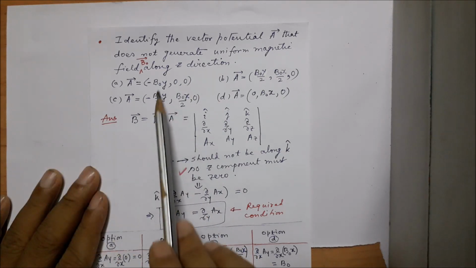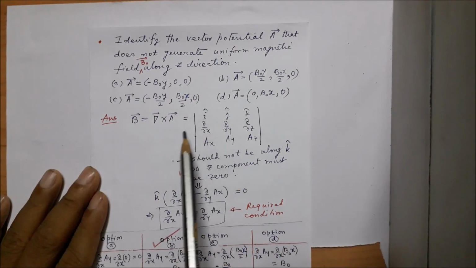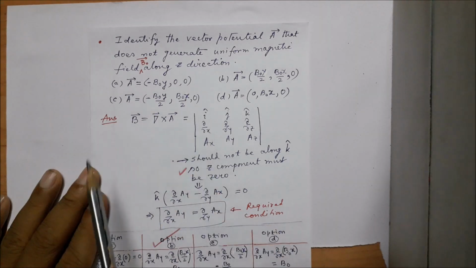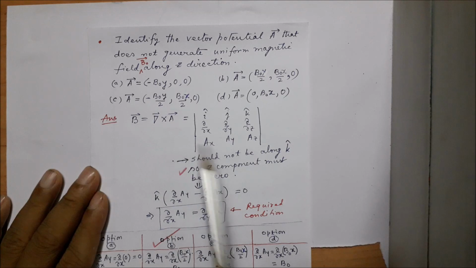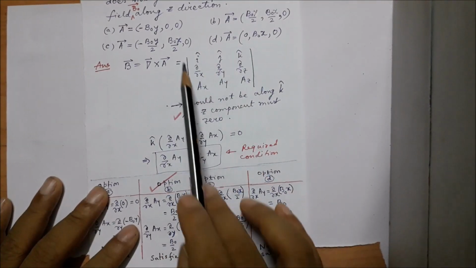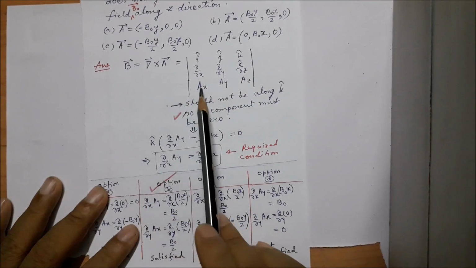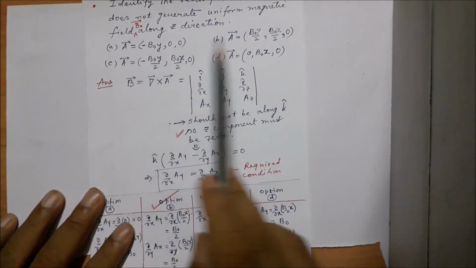So in other words, which of these four gives a magnetic induction not pointing along the z direction? Now we use this definition B equal to curl A, and this is the explicit form written in Cartesian coordinates of B in terms of A. Here are the components, and we can see the options.